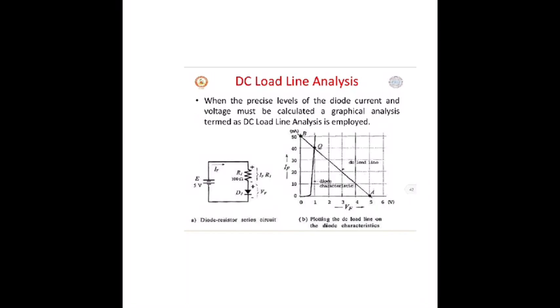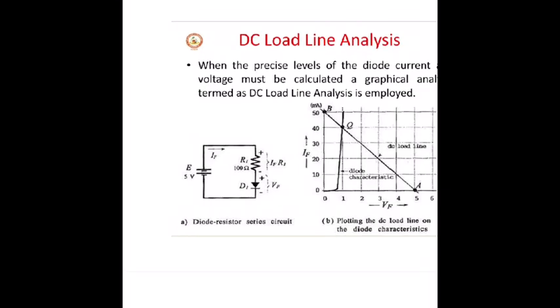Okay, next we shall discuss what do you mean by DC load line analysis. When the precise level of the diode current and voltage must be calculated, a graphical analysis termed DC load line analysis is employed. You can see the diagram of this. So there is a voltage which is connected to a resistor R and then to a diode. So current flows in this way. The current which is flowing here is IF. The voltage across the resistor R is given by IF into R1. The voltage across the diode is given as VF.